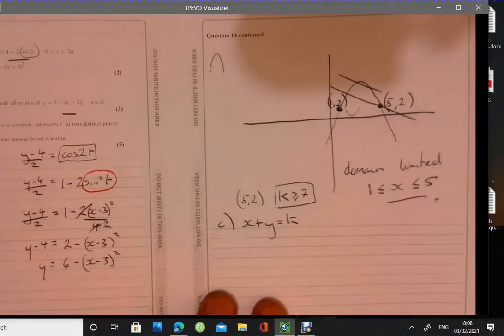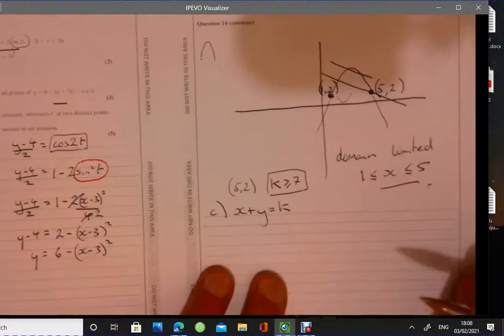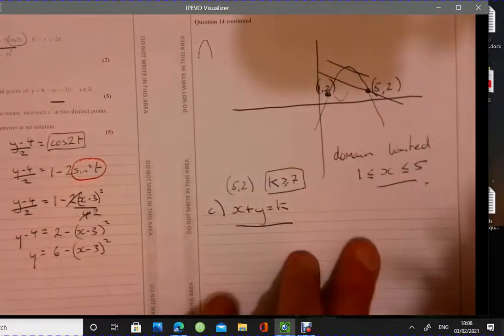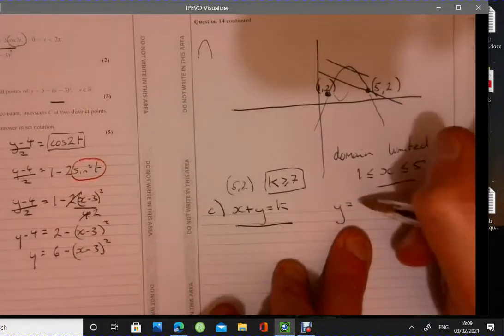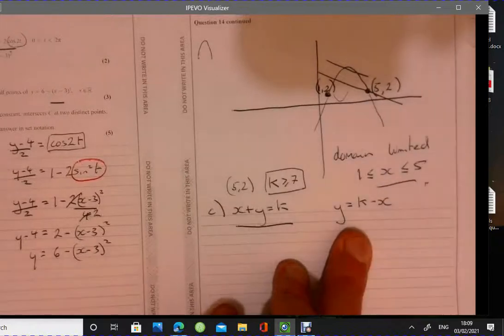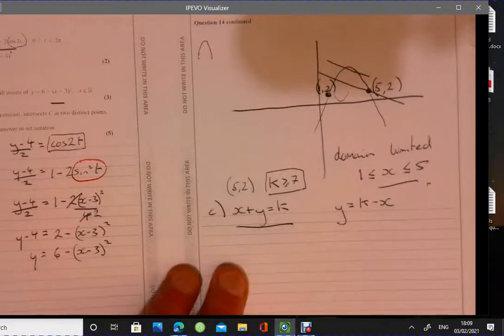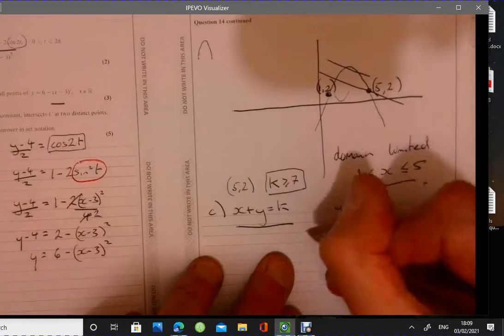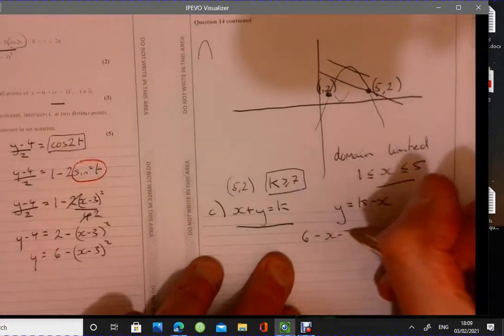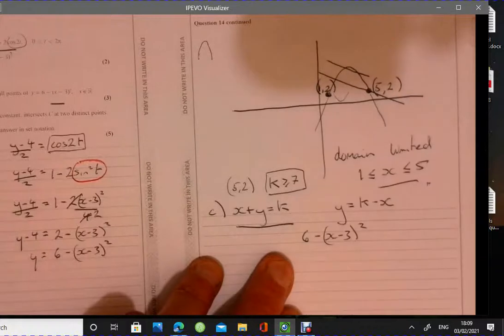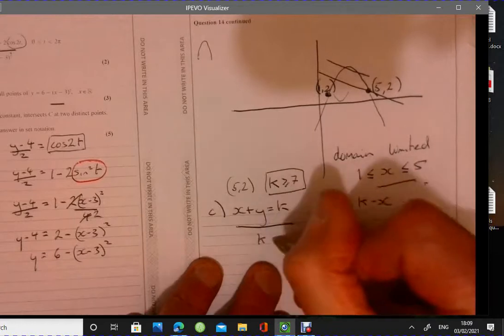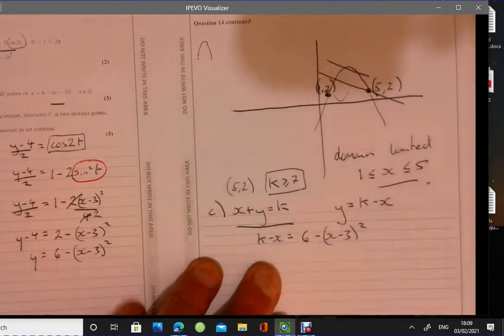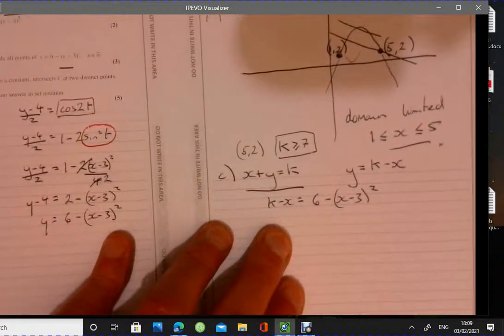So that's our first point. Now the next thing that we're going to do is, quite simply, let's just take this, and a number of ways that you can approach this, but I think this is probably easiest, is that if we just rearrange y equals k minus x, and then just combine it with our c. So c was 6 minus x minus 3 squared. And it was y equals, wasn't it? So let's just sub in that. So if we put in that equals there. Right, let's see where we go with this.